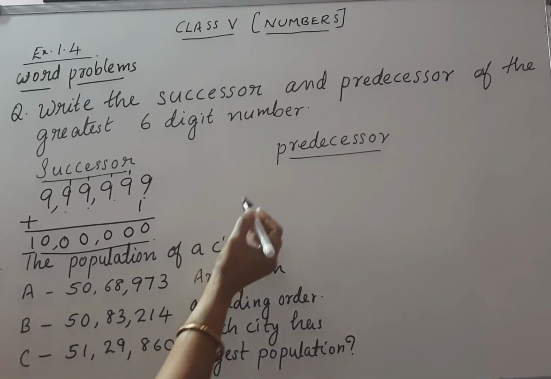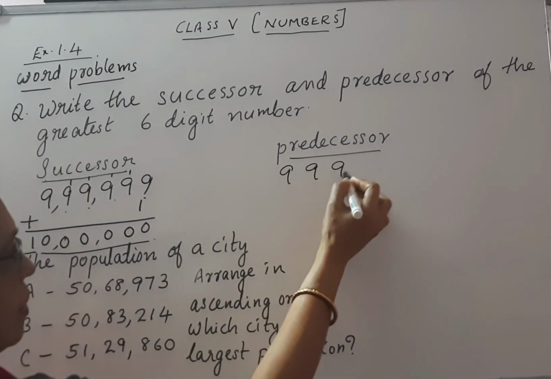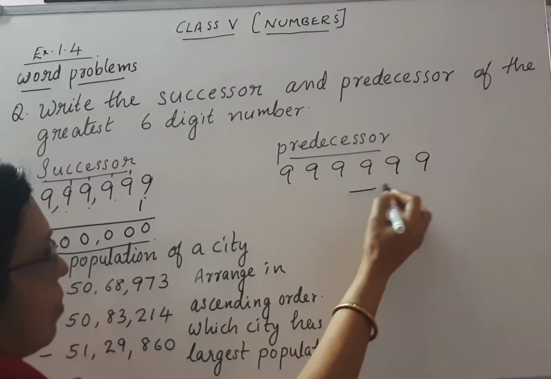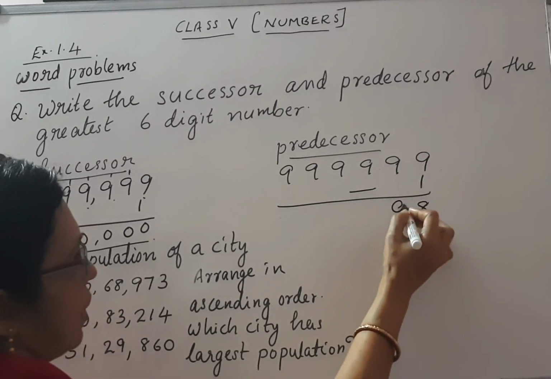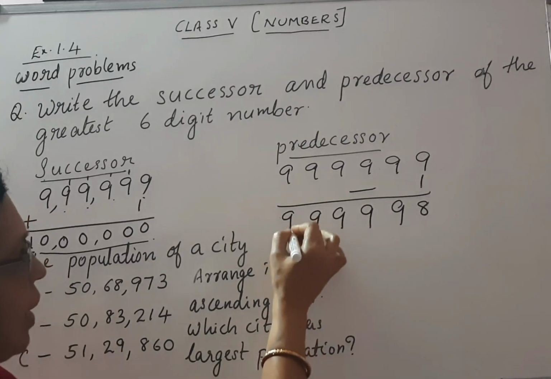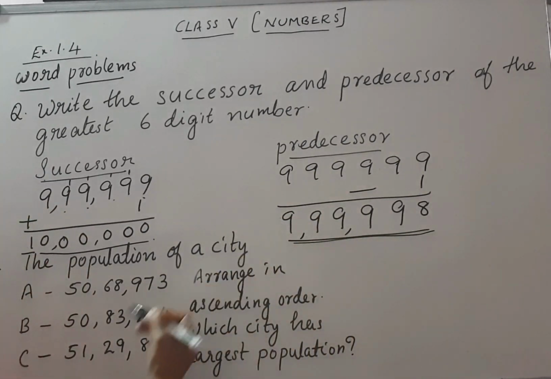Now we can go to the predecessor. Here also you have to write the greatest 6-digit number, 6 9s. Predecessor means subtracting 1 from that. 9 minus 1, 8. The remaining 9s you have to bring down. So 9,99,998 is the predecessor of the greatest 6-digit number.